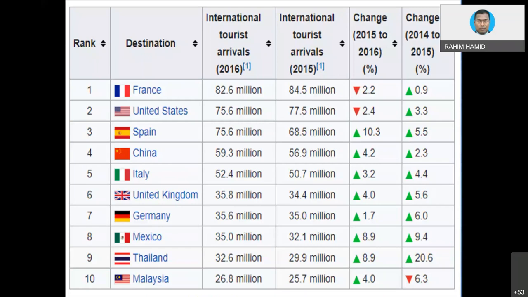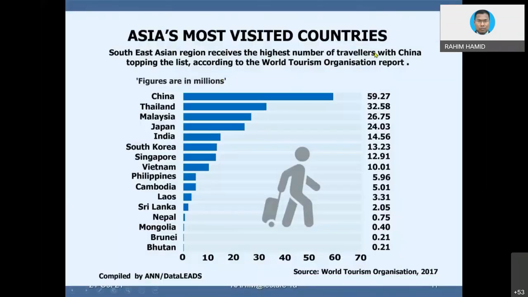This is an example. And if you look at this slide, this slide was way back in 2016. Malaysia was considered as one of the top 10 tourist destinations in the world. Only now we fall into maybe 12 or 13 places, but still very good achievement compared to many, many countries where we thought that they might have better facilities, but you never know, okay? And Asia's most visited country, you see, number one is China, and then Thailand and Malaysia.